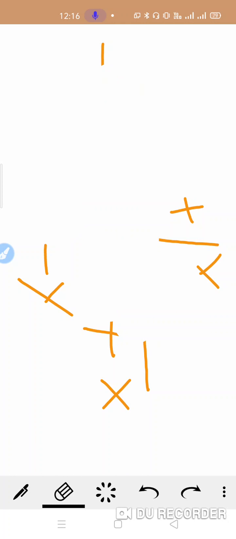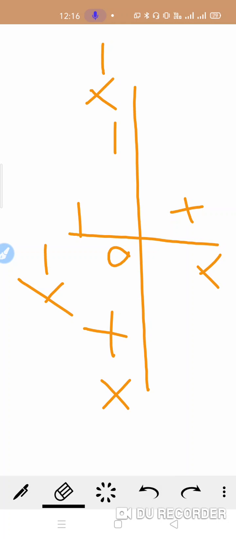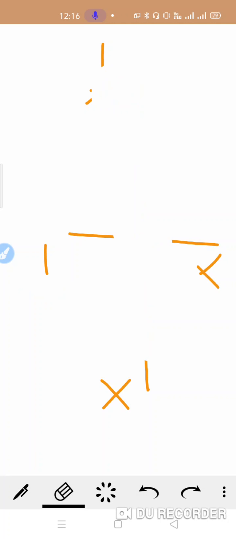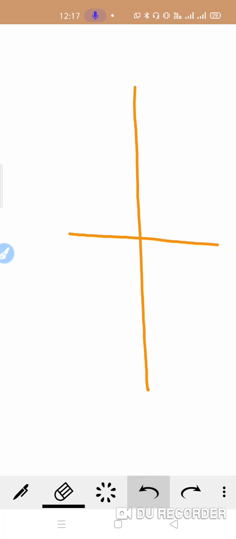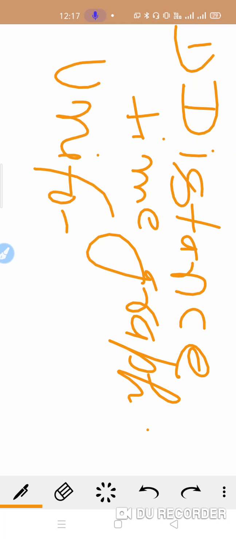So we start here with the distance time graph. Distance time graph, we put the value here. The distance time graph of a body moving at a uniform speed. When an object moves at a uniform speed, not non-uniform speed, uniform speed.